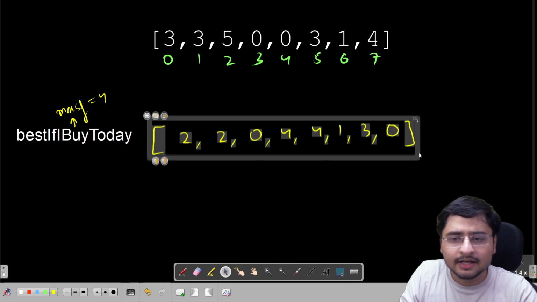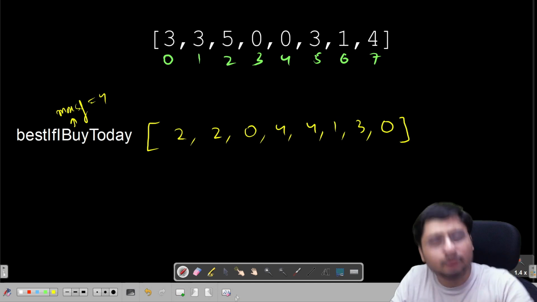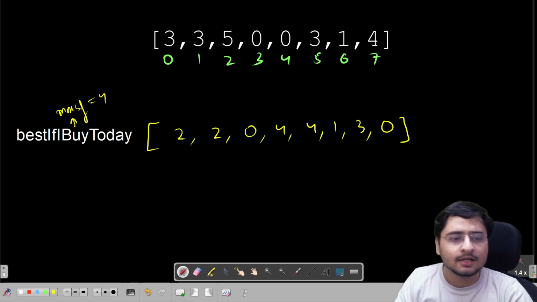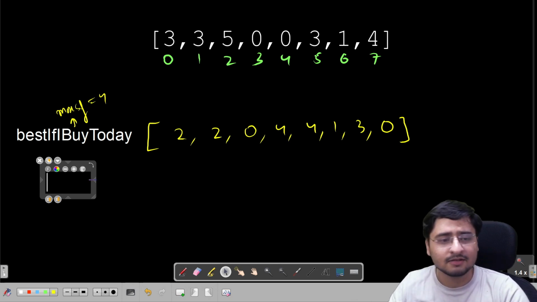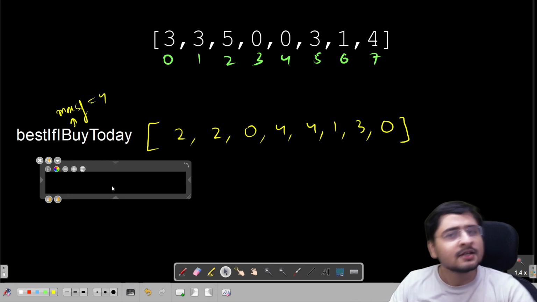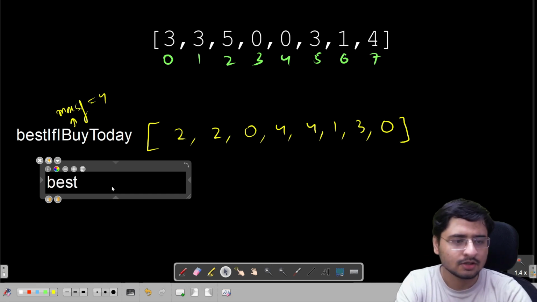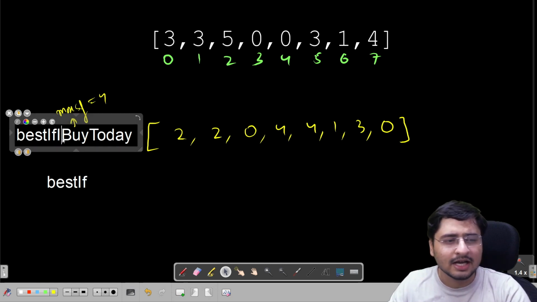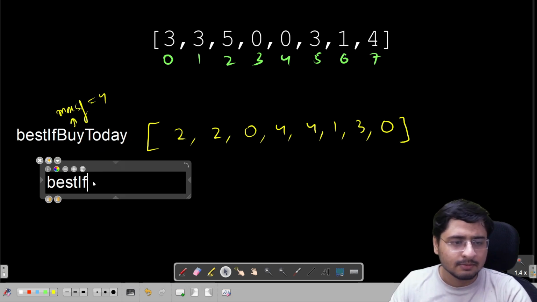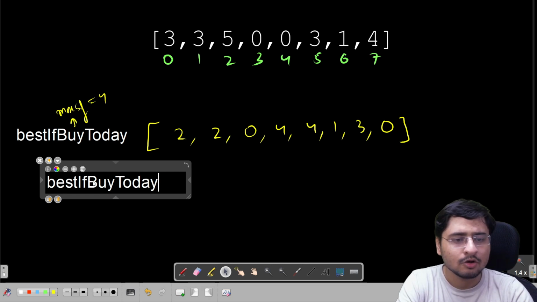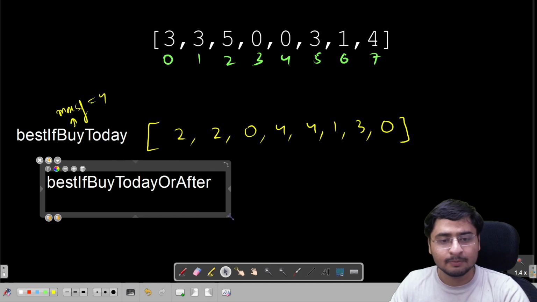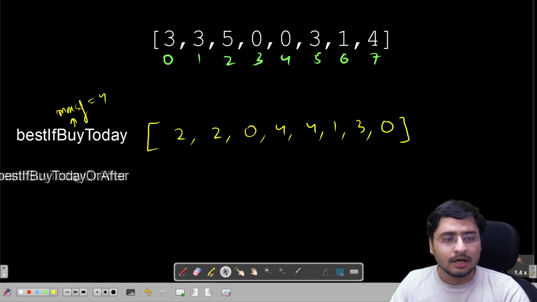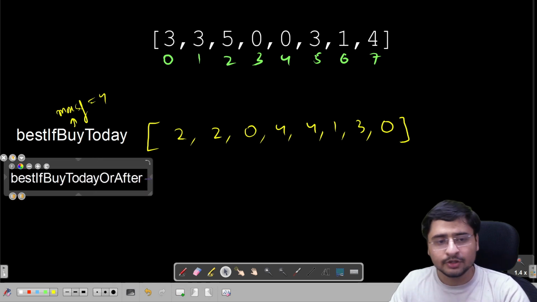Okay. So now we have an array where we know that if I buy today, that is the best I'll be able to make. One last array we are going to make. I know there are a lot of arrays we are making, but one last array we are going to make out of this array, similar to what we did in the last particular question. Best if buy today or after today. What is the best I'm able to make if I am buying today or after today?